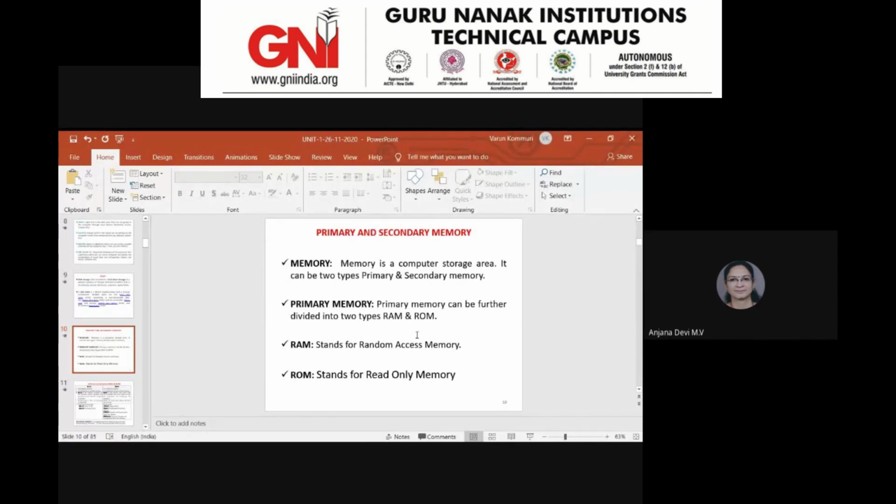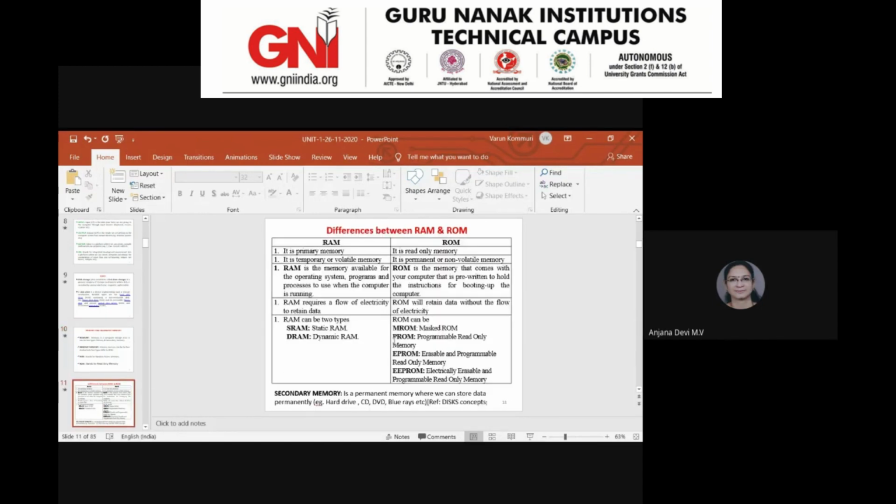Primary memory is nothing but volatile memory. Examples of primary memory are RAM and ROM. RAM stands for random access memory. ROM stands for read-only memory. That means if power goes off, the data will be erased. But in case of secondary memory, even though the power goes off, the data will not be erased.